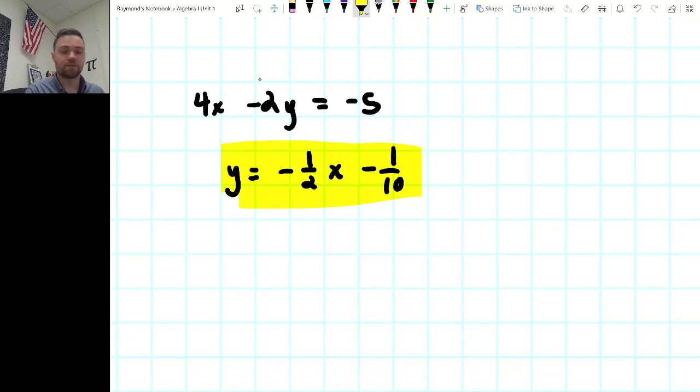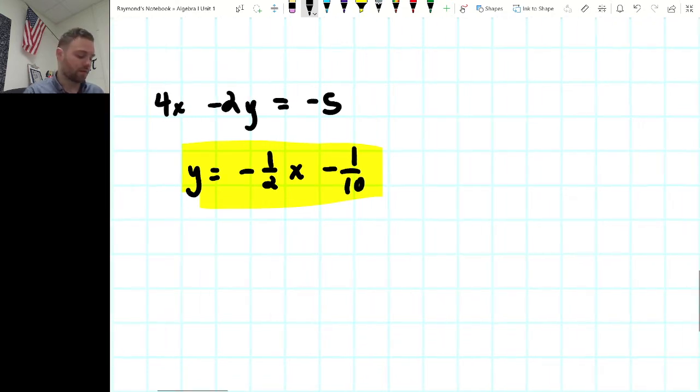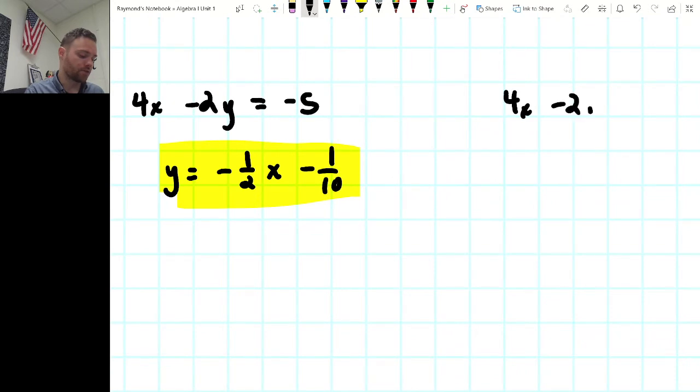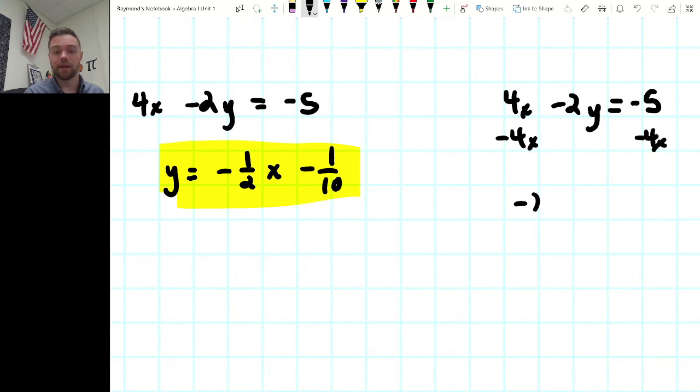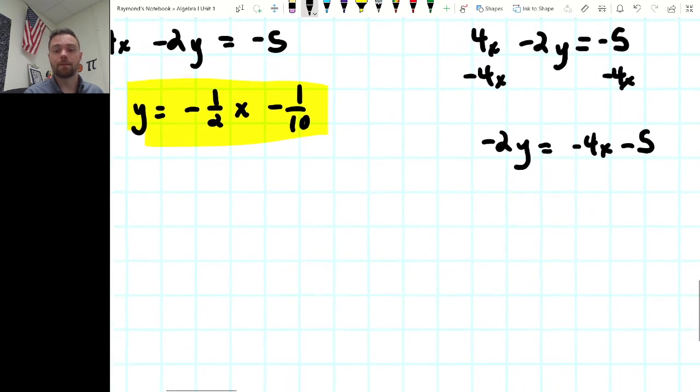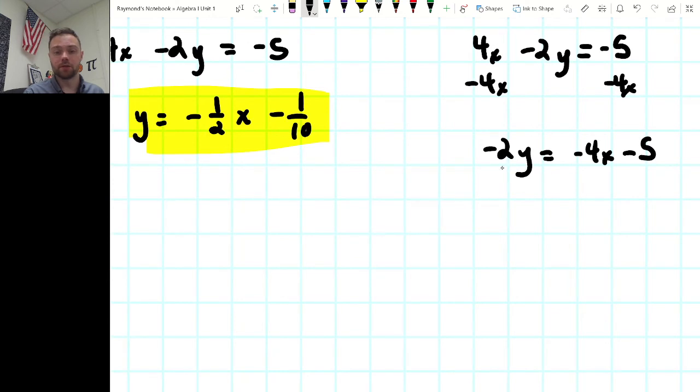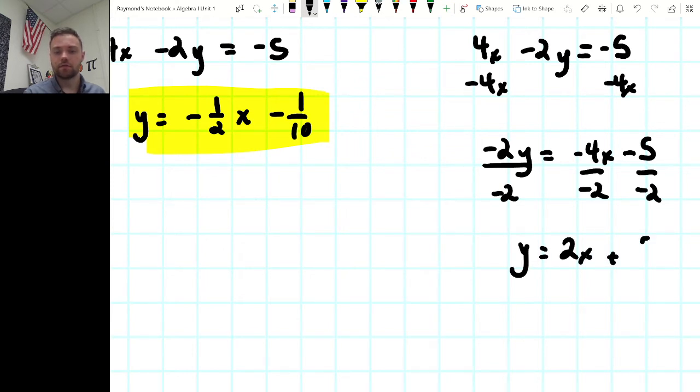So I'm going to solve this first equation for y. I've got 4x minus 2y equals negative 5. I want to get rid of this 4x, so I'm going to subtract 4x from both sides of this equation. So I've got negative 2y equals negative 4x minus 5. Then I can divide both sides by negative 2. I want to solve for y, so I'm going to divide every single number by negative 2, and I get y equals 2x plus 5 over 2.